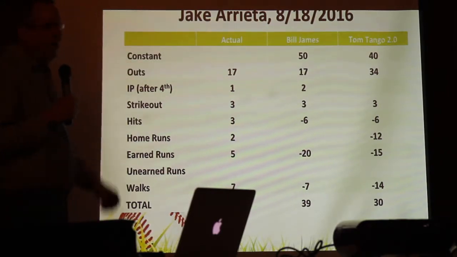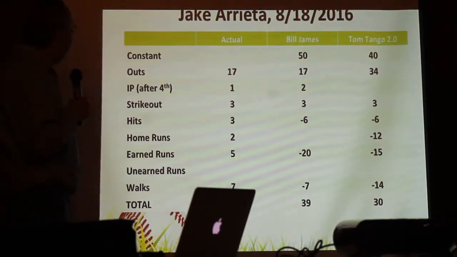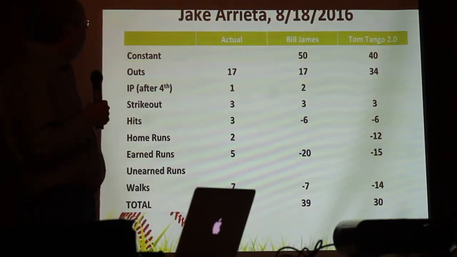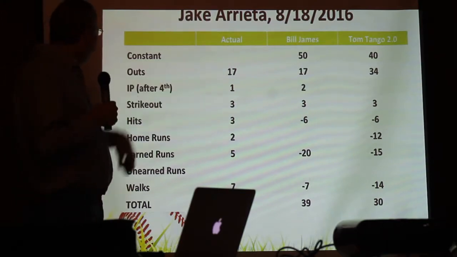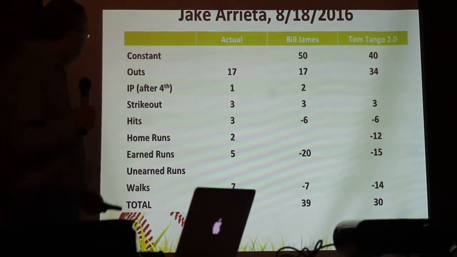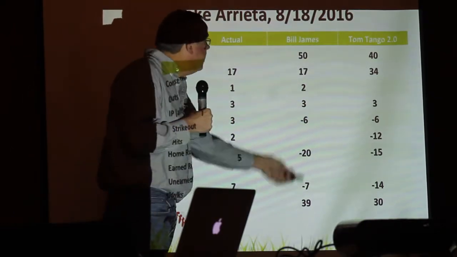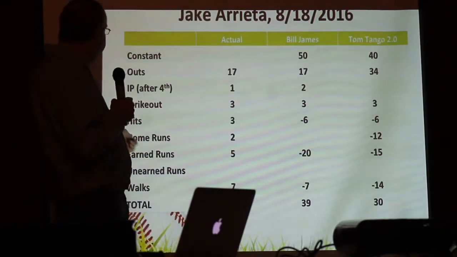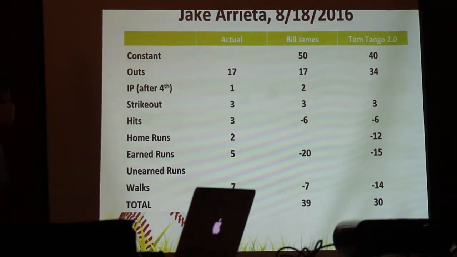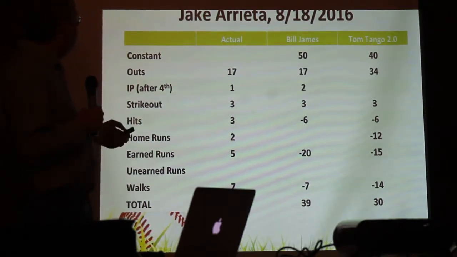So, we have Jake Arrieta, just to show you how some of these different game score methods can actually view somebody. So you've got Arrieta on 8/18/2016. He had an okay game, pitched 5 2/3 innings, 3 strikeouts, gave up 3 hits, a couple of home runs, which are not good, quite a few earned runs, quite a few walks for Jake Arrieta. So basically, he had a 39 by Bill James. Tango gives more of a negative for the home runs, so he had a 30 by Tom Tango. This was not a good start for Jake Arrieta. He would not get credit for what I'll call a win, for lack of a better term.